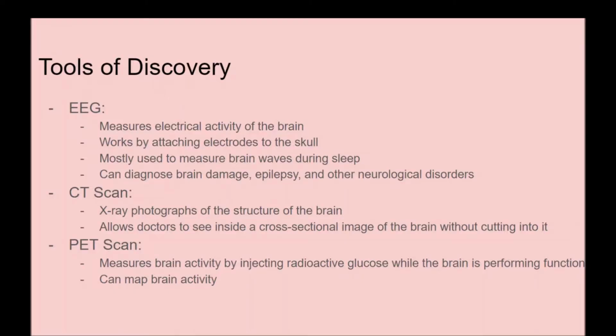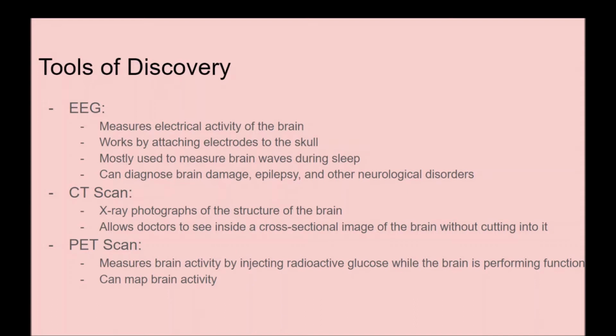So when measuring the functions of the brain, there are a couple of tools of discovery we use. One of them is the EEG, which measures electrical activity of the brain, and it works by attaching electrodes to the skull, and it's mostly used to measure brain waves during sleep. EEGs can diagnose brain damage, epilepsy, and other neurological disorders.